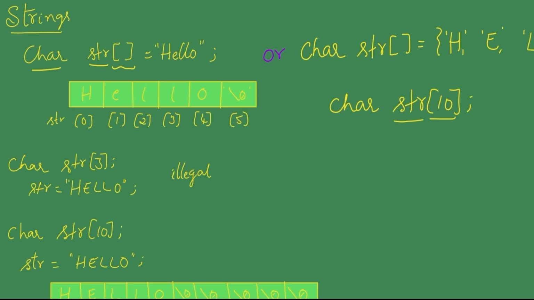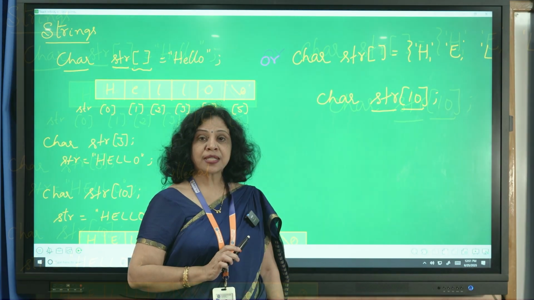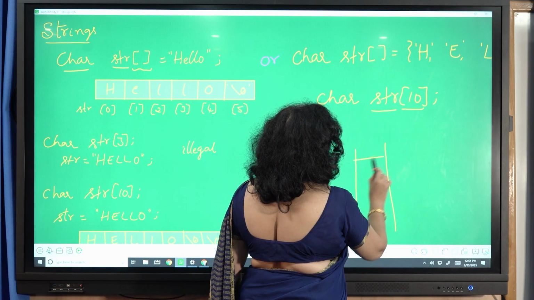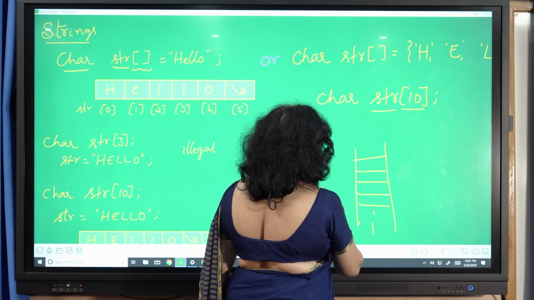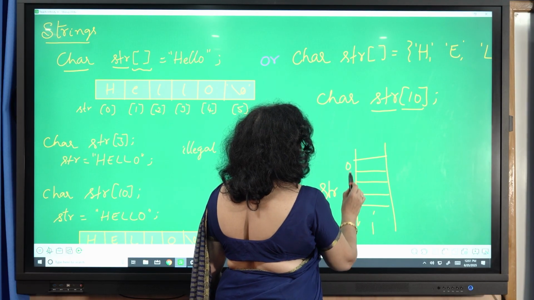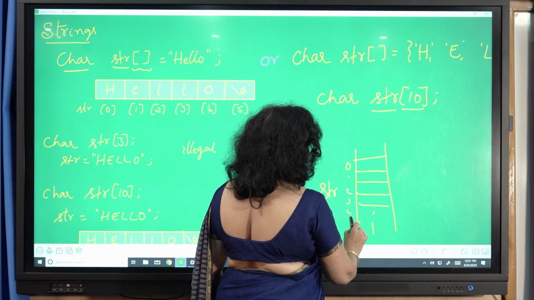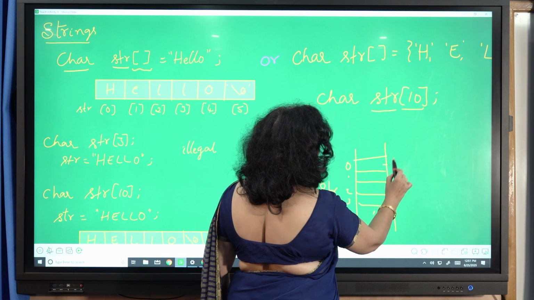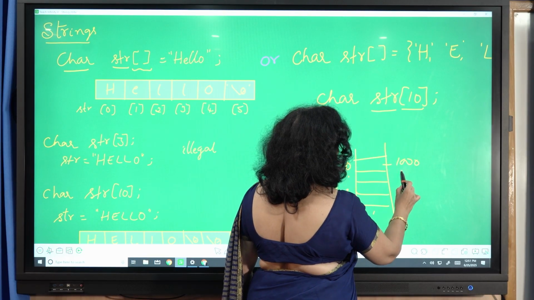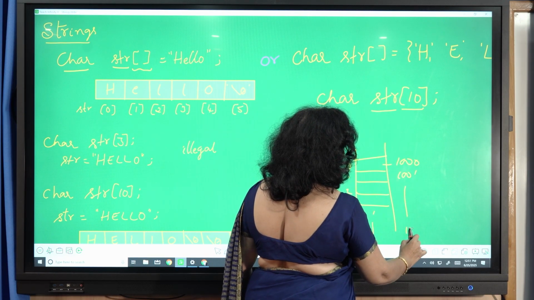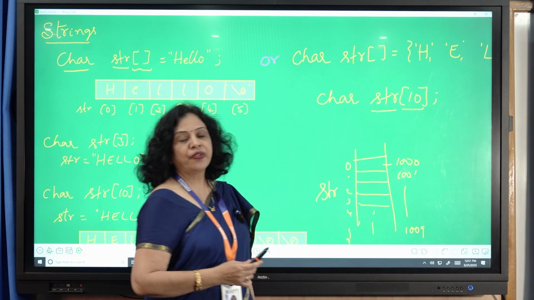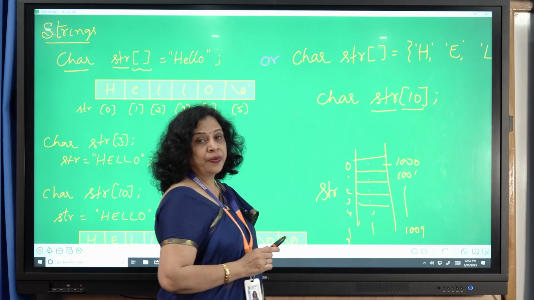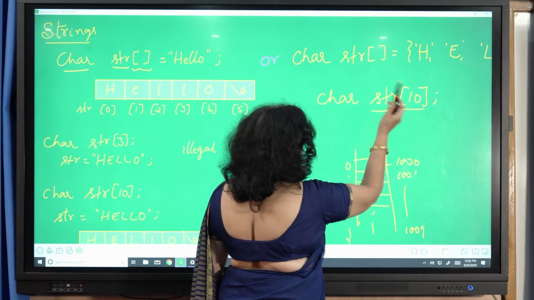Here I have not done any initialization. I have just declared a string. So in that case, 10 locations will be reserved for this str. This is location 0, 1, 2, 3, 4, and so on up to 9. Each will have its own address. Say the address is 1000, 1001, and so on up to 1009. In these locations, we are going to store the actual string.